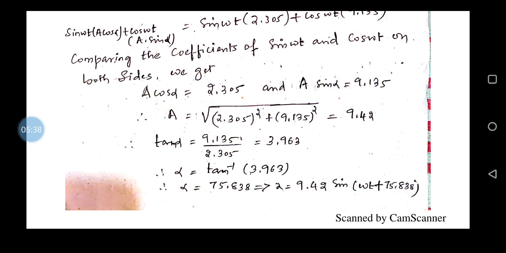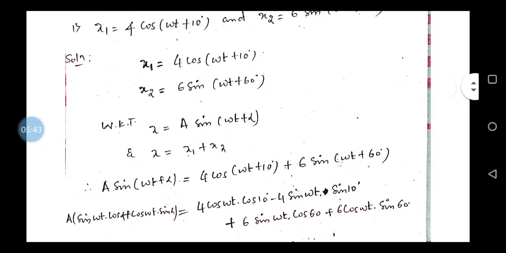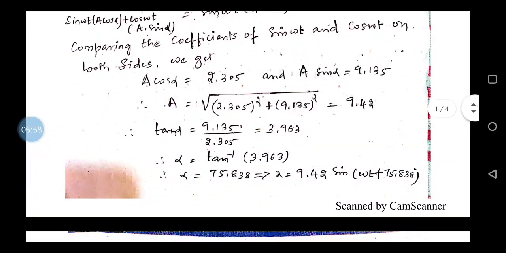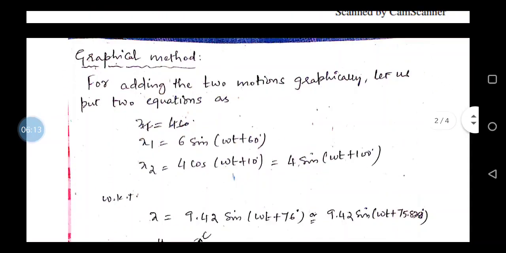Now we can substitute the values of a and alpha into our governing equation, x is equal to a sine of omega t plus alpha. By adding the two harmonic motions, we have got the value of a and the value of alpha here. So the value of a is 9.42 and the value of alpha is 75.838. So substituting in the equation, x is equal to 9.42 sine of omega t plus 75.838.